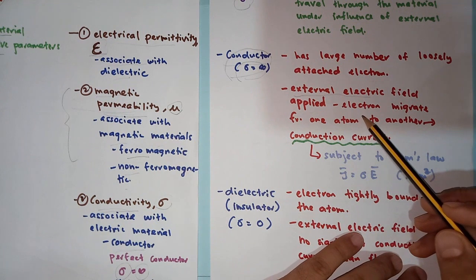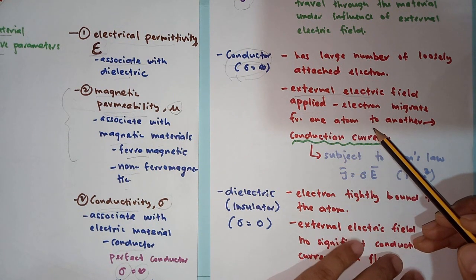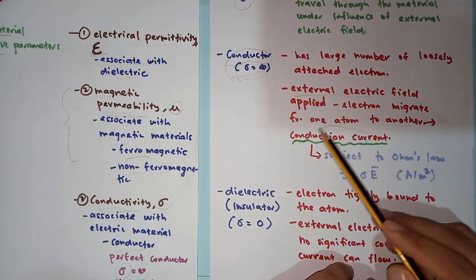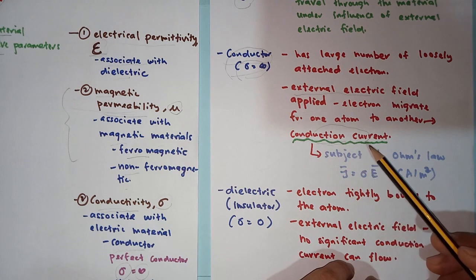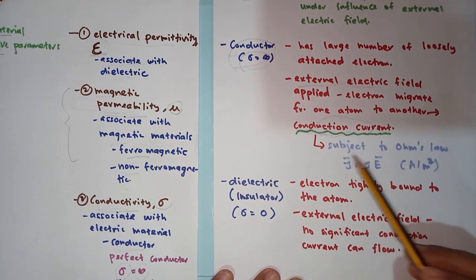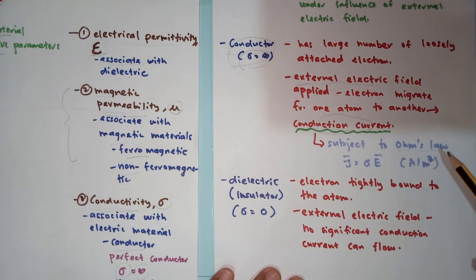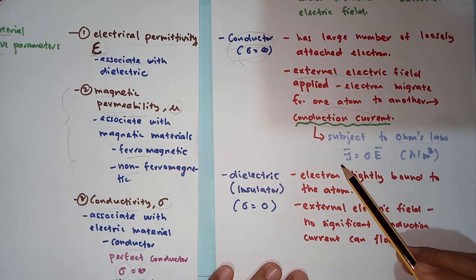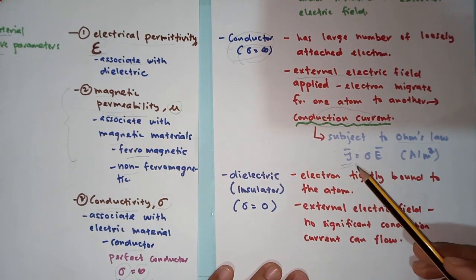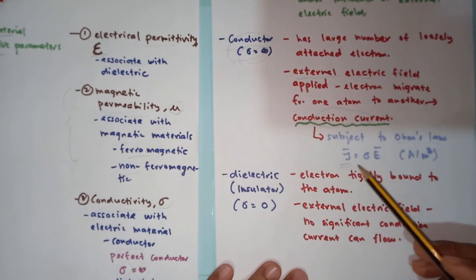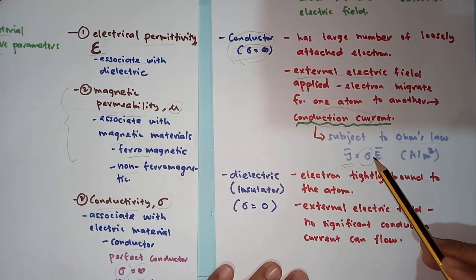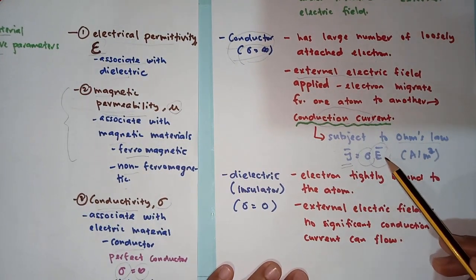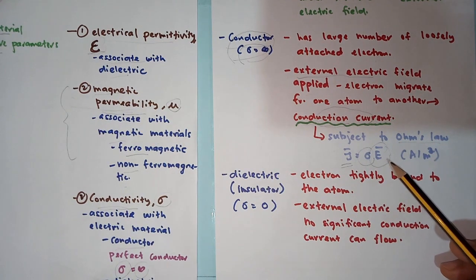When the electrons migrate from one atom to another, in this particular case we will have what we call a conduction current. And this conduction current, as we have learned before, is subject to Ohm's law. In a field perspective, the equation that represents Ohm's law is J vector, which represents current density, equal to sigma, our conductivity, multiplied with vector E, where vector E is the electric field intensity.